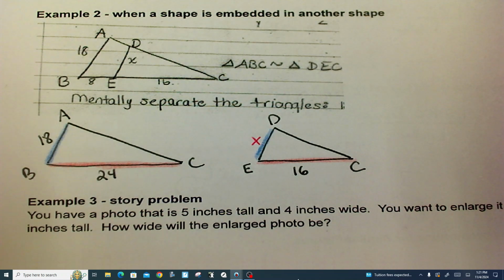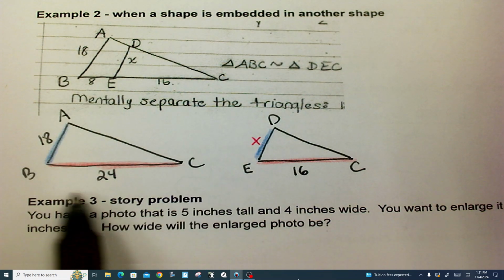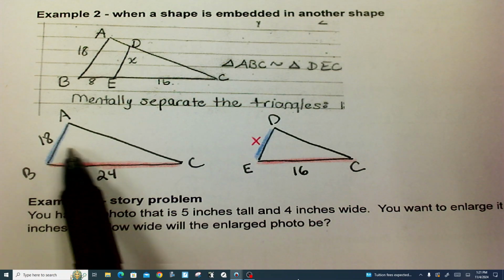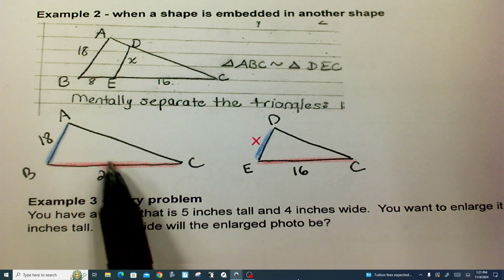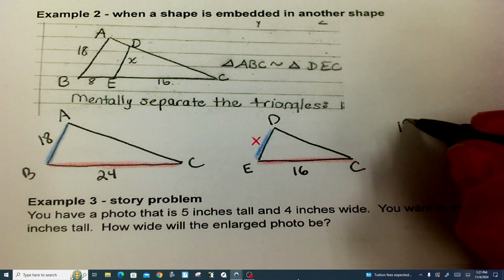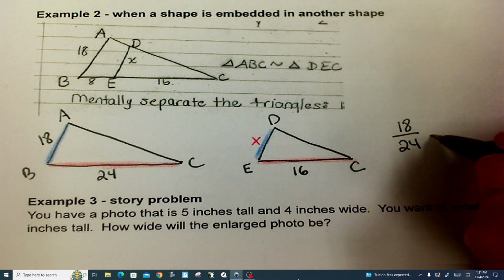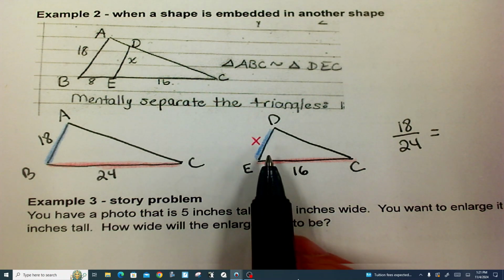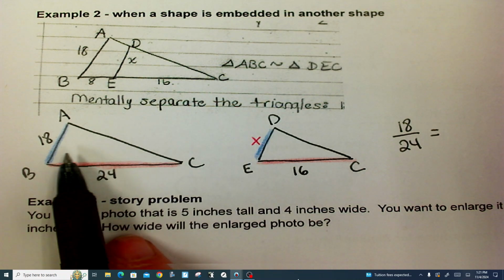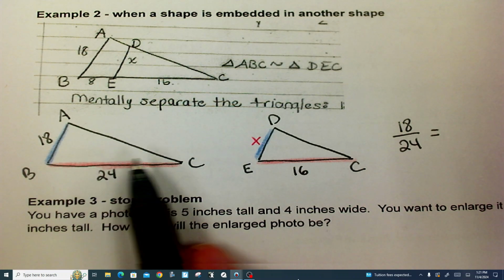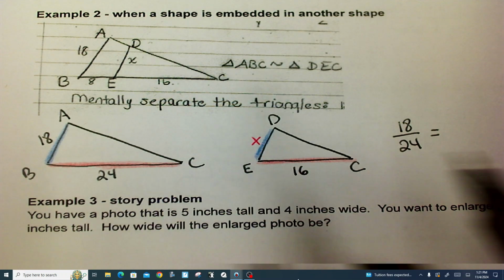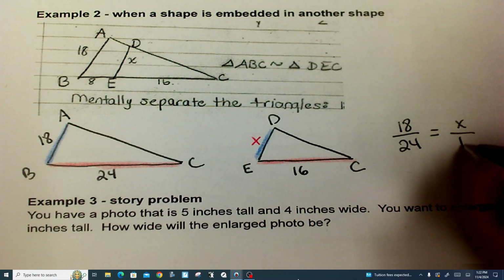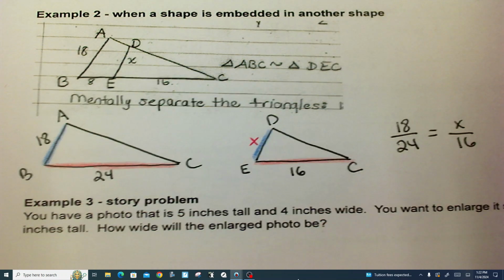And then it's just a matter of how would you like to set up the ratio. So for this triangle right here, I kind of like just putting blue on top of red. So 18 on top of 24. So I'm going to write that right here. And then let's go and make sure we do the exact same setup. Since we said blue on top of red, let's just do blue on top of red. X over 16. There's your proportion.